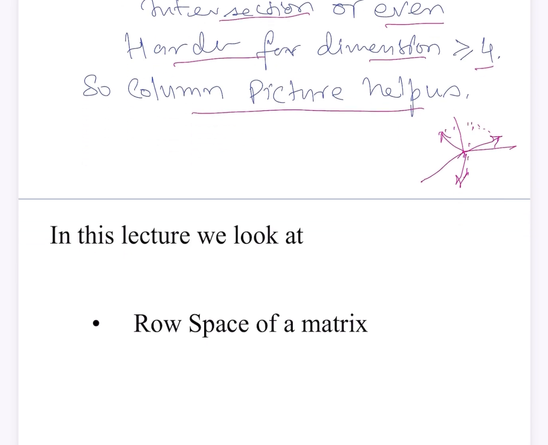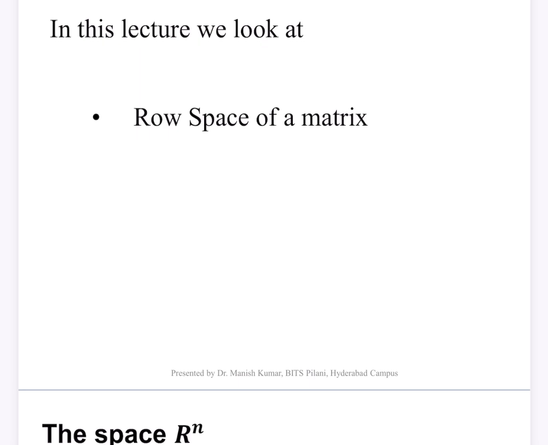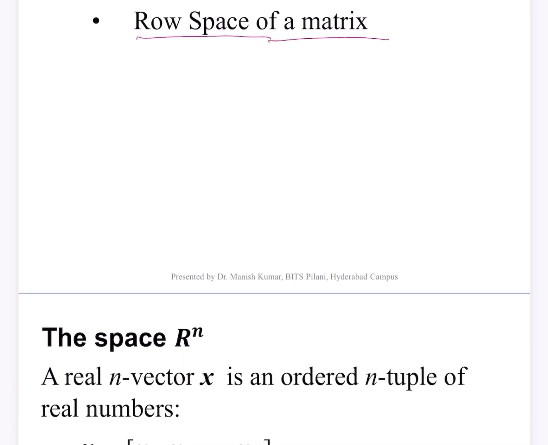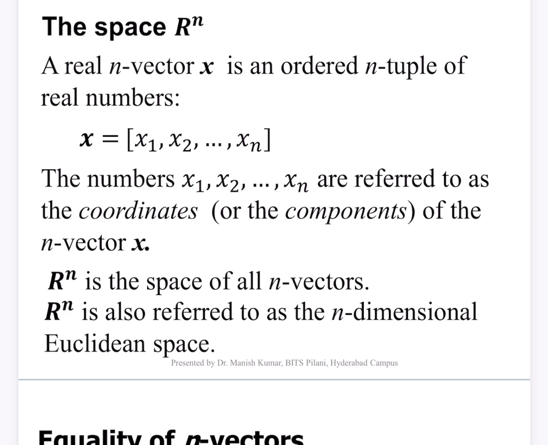Okay. So in this lecture, we are going to see the row space. Row space means the rows of the coefficient matrix, which form a space. So now let us see what the row space is.